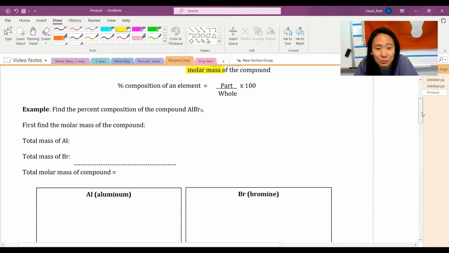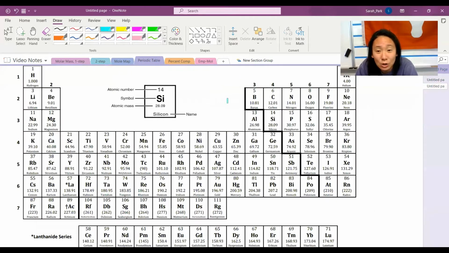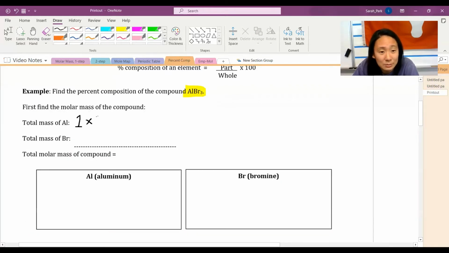So let me do an example for you right here. Here we have aluminum bromide, okay? So the first thing you need to do is find the mass of the entire compound so that we can use that number to calculate percent composition. So first we need to find out how many aluminums we have in this compound, and we have exactly 1. So 1 times, using the periodic table here, our aluminum is 26.98. So right here, you're gonna write 1 times 26.98 is equal to 26.98. So that is the total mass of all the aluminums I had in that compound.